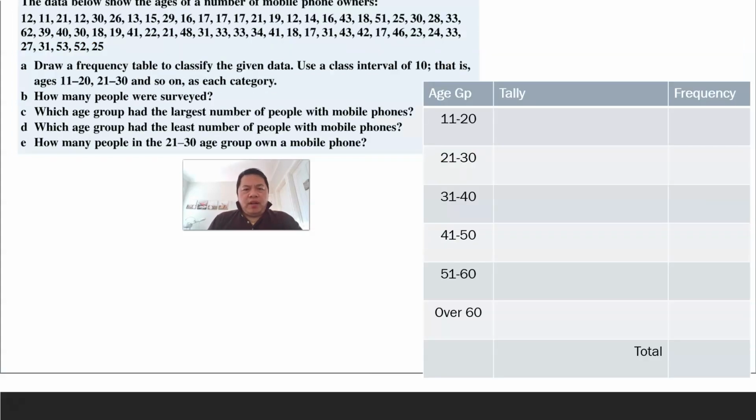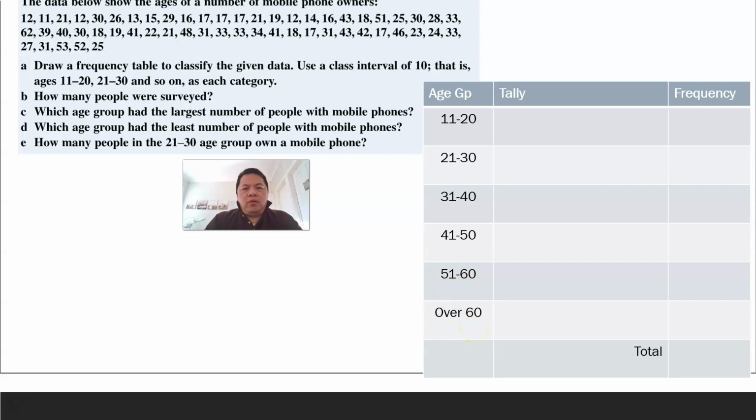This is definitely much more challenging. Let's say we have data showing the ages of mobile phone owners. We want to find out the age groups of people owning the phone. But you can't collect individual numbers, so we have to put them into certain classes. They have suggested groups of 10: age 11 to 20 is one group, 21 to 30, 31 to 40, 41 to 50, 51 to 60, and over 60.